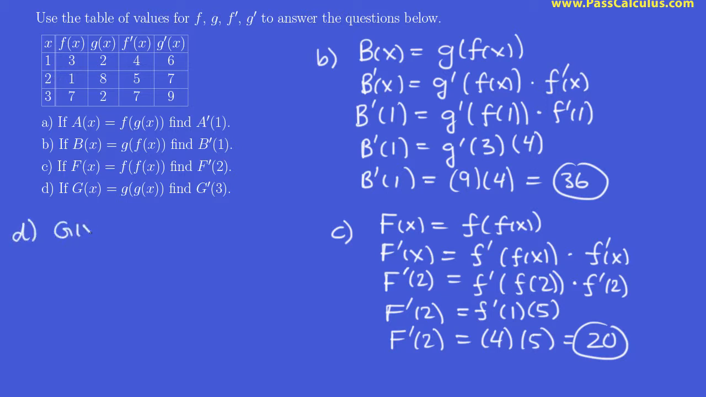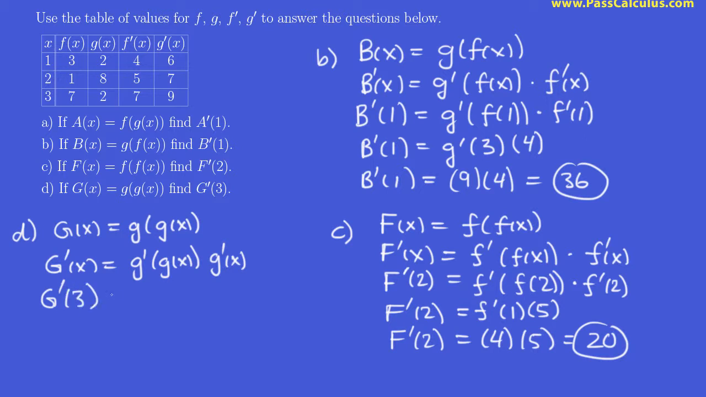So capital G of x is little g composed with itself, and therefore capital G prime of x is g prime of g of x multiplied by g prime of x. And we want to evaluate capital G prime of 3. So that's g prime of g of 3 times g prime of 3. And we're going to start filling things in now. g of 3 is 2.